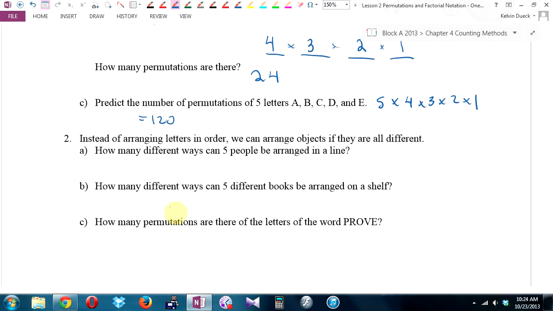Jordan, what did you say for part C? How many different ways are there to rearrange 5 letters, A, B, C, D, and E? What did you say? 120. How many different ways can you arrange 5 people? 120. How many different ways can you rearrange 5 books on a shelf? 120. How many different ways can you mix up the letters of the word prove? Double check. How many letters are there in the word prove?